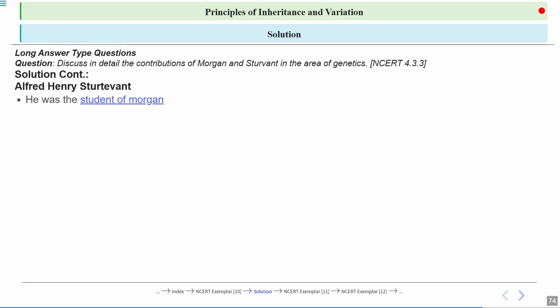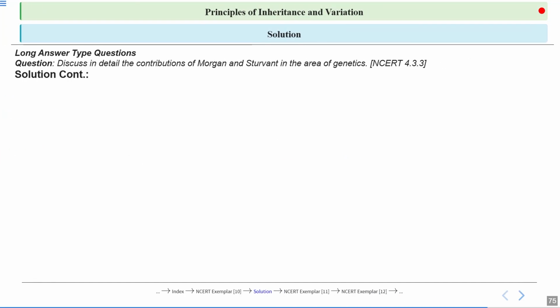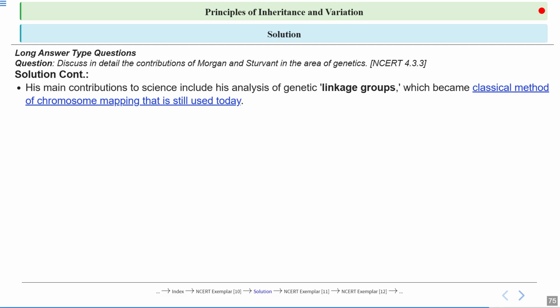Okay, let's talk about Alfred Henry Sturtevant. He was a student of Morgan. He was given the National Medal of Science in 1967. What was his contribution? He created the first genetic map of a chromosome while working on the Drosophila genome. He used the recombination frequency to calculate the distance between the genes. His main contribution to science included analysis of genetic linkage groups, which became the classical method of chromosome mapping that is still used today.